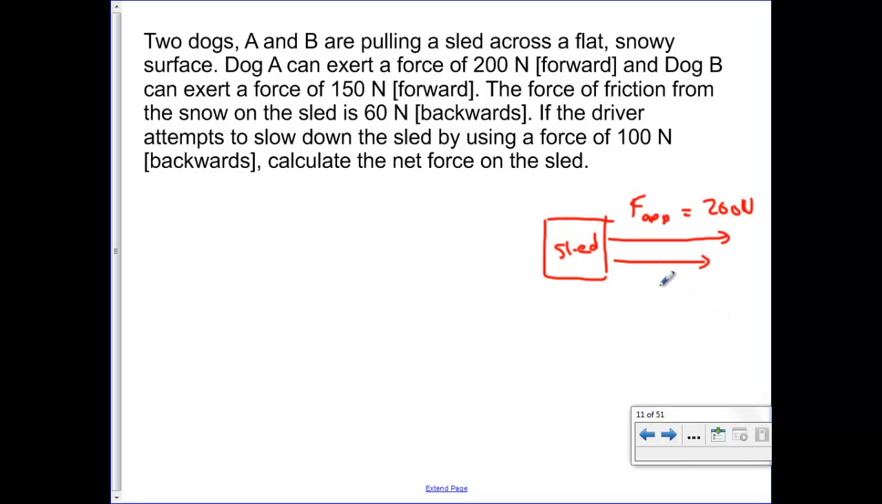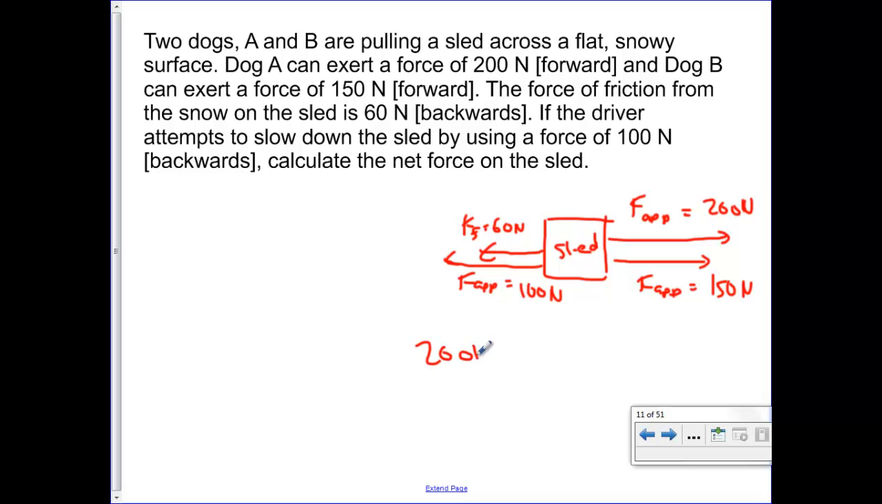There is a second applied force, 150 newtons. Why did I draw one line longer than the other? Yeah, one's stronger than the other, right? Friction is going backwards at 60 newtons. So that would be force of friction. And then the driver is trying to slow down the sled. I guess that could be another applied force at 100 newtons. Is the sled going to keep going forward? Yeah, how much total forward force is there?